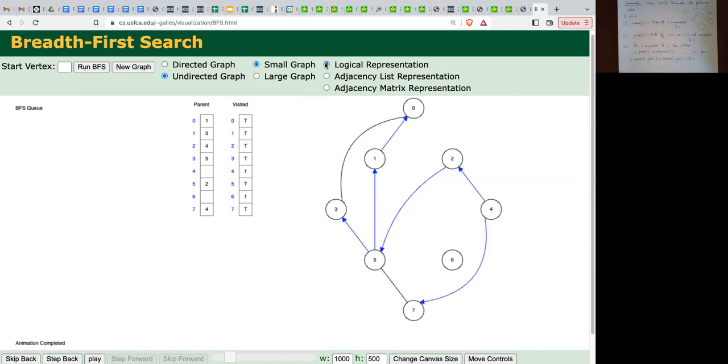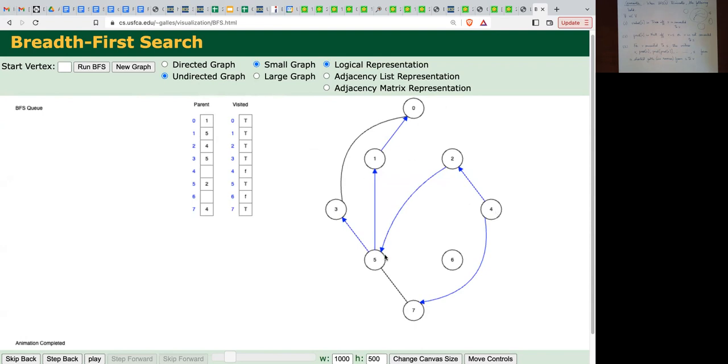Someone asked, is this an undirected graph? Yes, this is an undirected graph. The direction of the arrows is representing the parent. The parents, of course, have a sense of direction, right? If 1 is a parent of 0, it doesn't mean that 0 is a parent of 1. But these are parents in the shortest path tree, and the shortest path tree is specifically from 4.